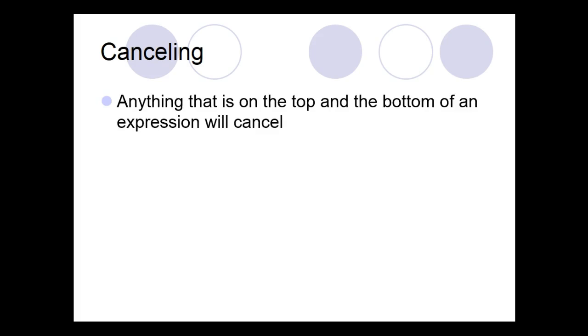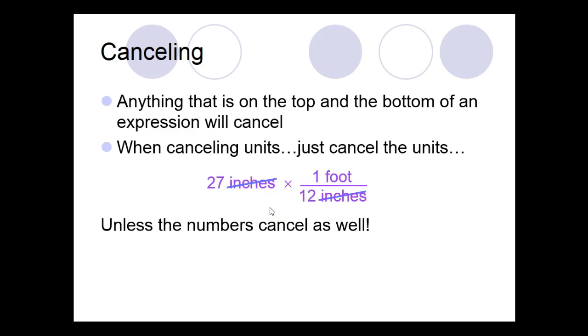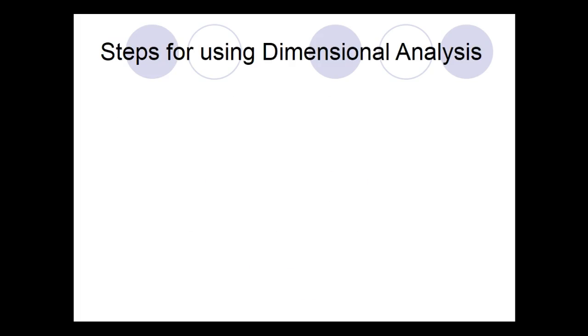All right. The next thing that's going to go in your notes is canceling. So canceling is going to go on the left. So anything that's on top and the bottom of an expression will cancel. When canceling units, you only cancel the units. So 27 inches times 1 foot divided by 12 inches, the units will cancel out. Inches and inches will cancel out with each other. However, you still need the numbers to work out the problem mathematically. The only time numbers will cancel is if it's the same number. So 12 inches and 12 inches, because 12 divided by 12 is 1. Okay.